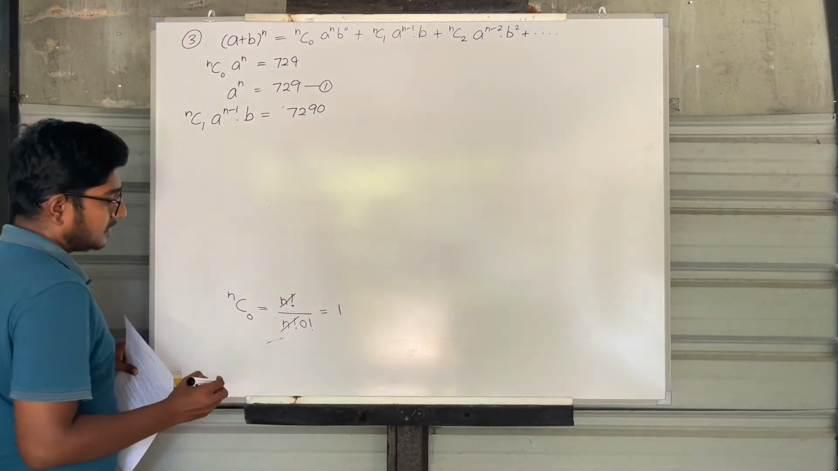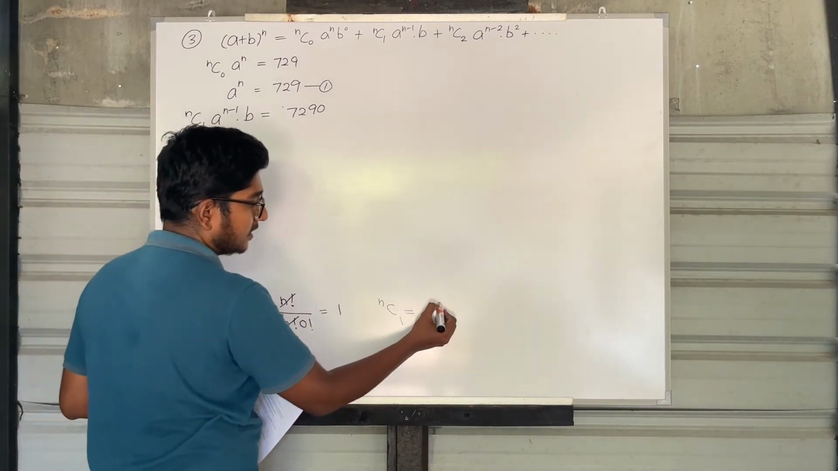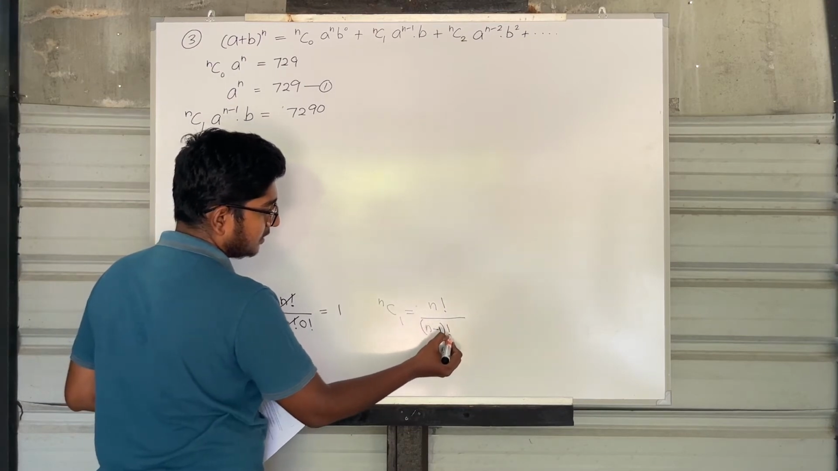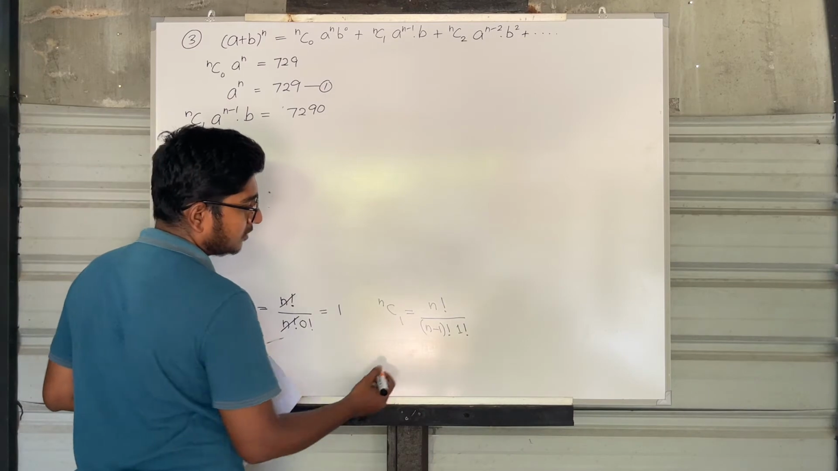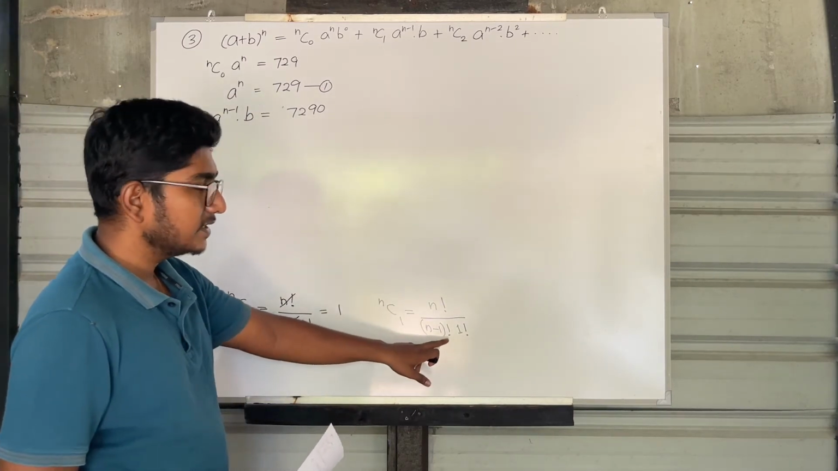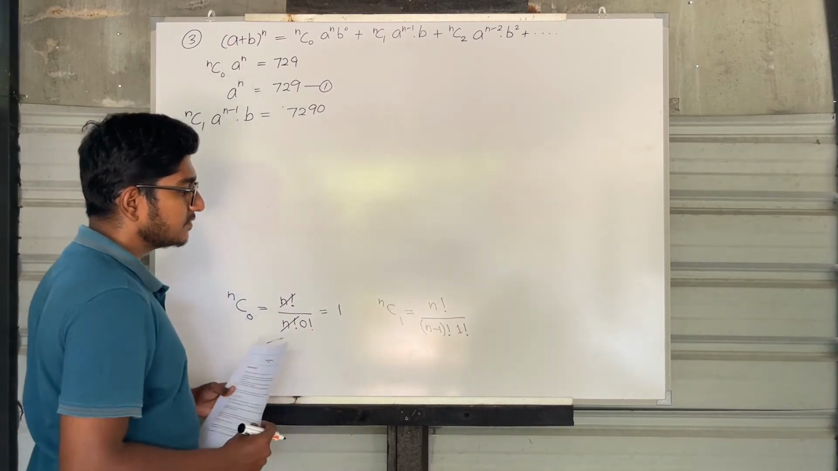7290. Now simplify this. nc1 is n factorial over n minus 1 factorial into 1 factorial. So what is n factorial? Product of 1 to n. N minus 1 factorial is product of 1 to n minus 1.